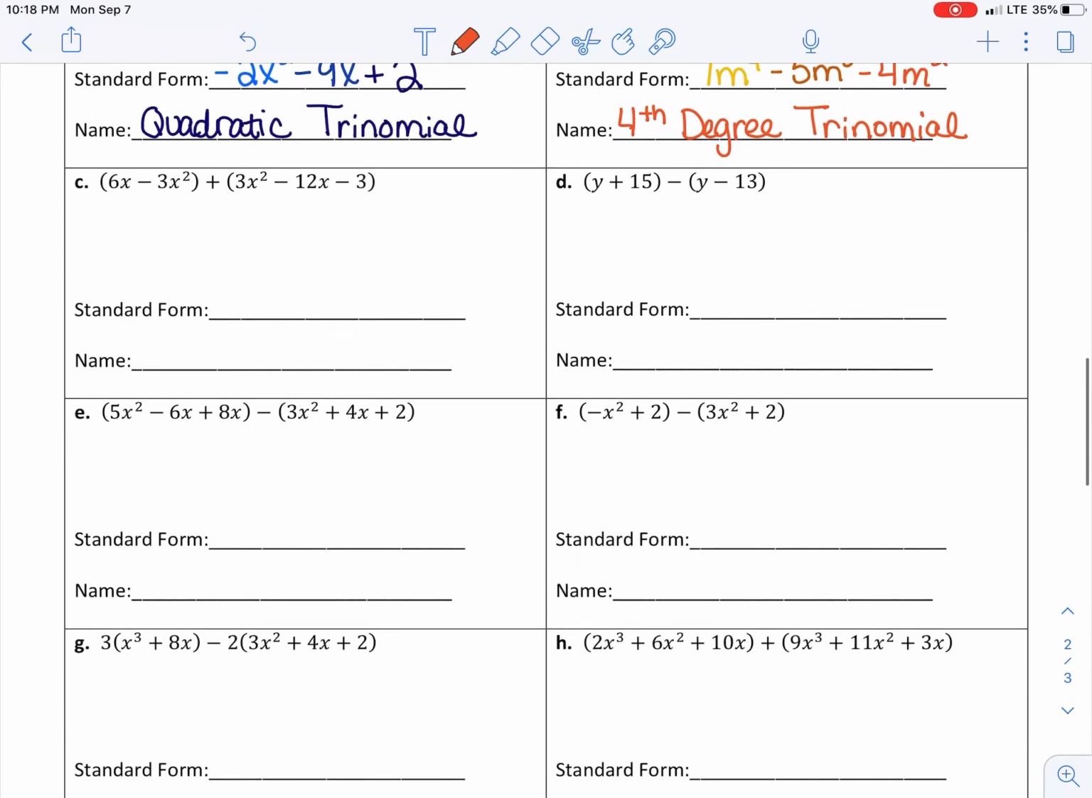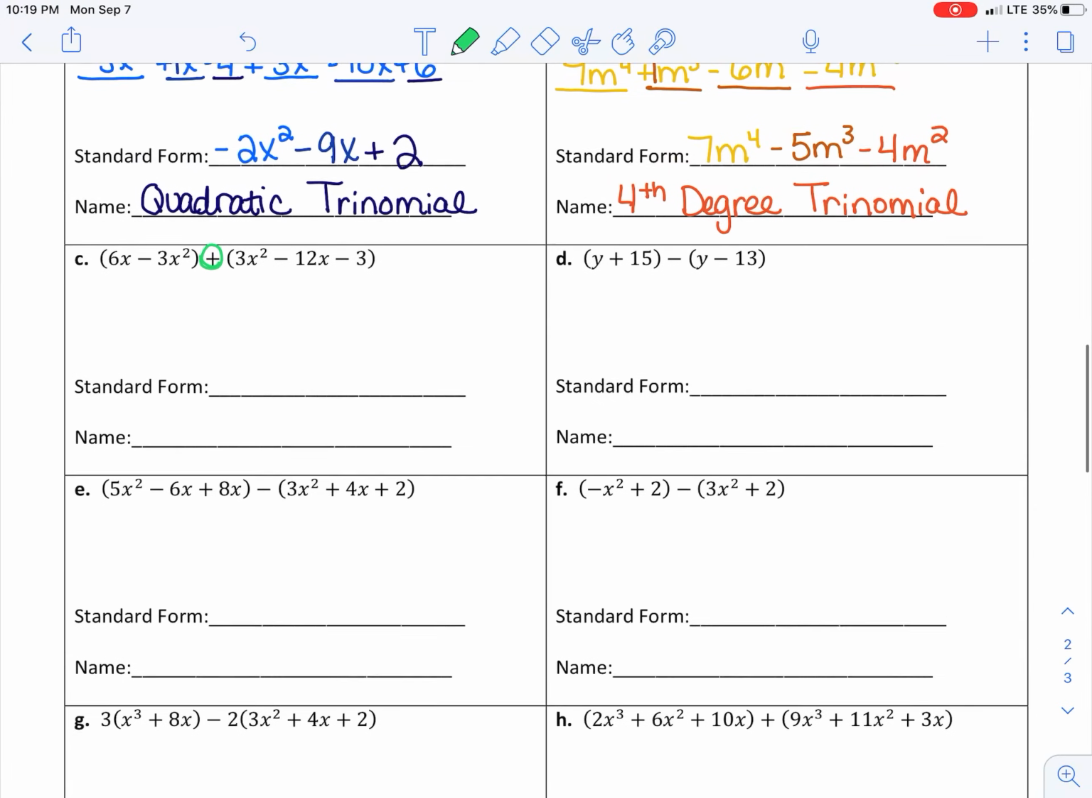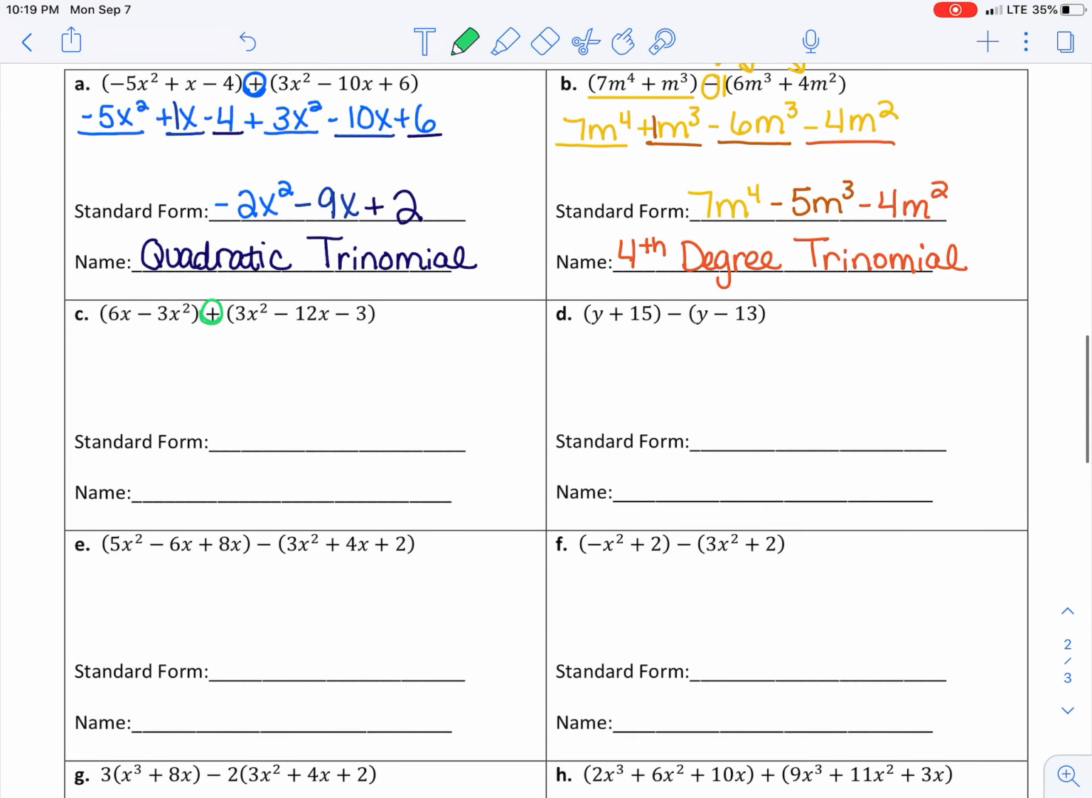Looking at letter C, let's see here. We have a plus sign here with no number in front of any of the parentheses, so we're not distributing anything. This is more like example A. We're just going to rewrite everything. We have 6x minus 3x squared plus 3x squared minus 12x minus 3.